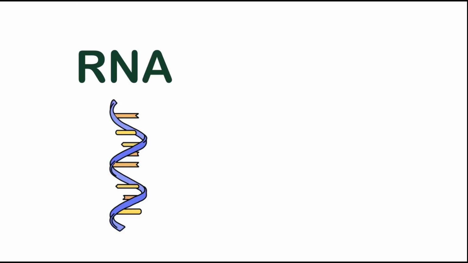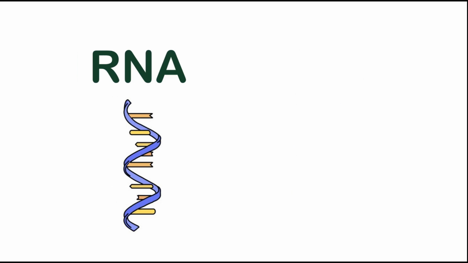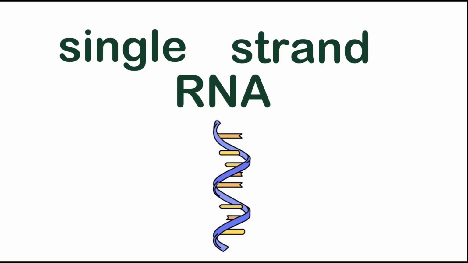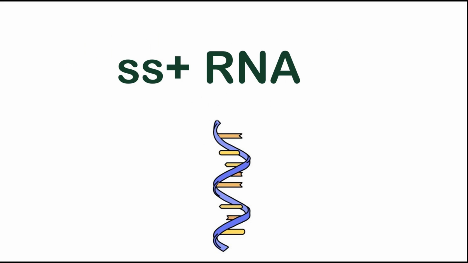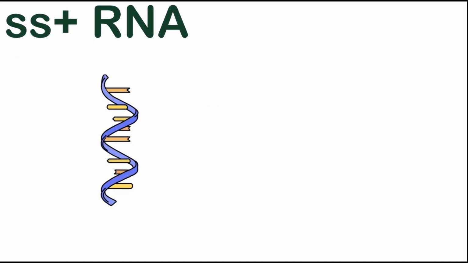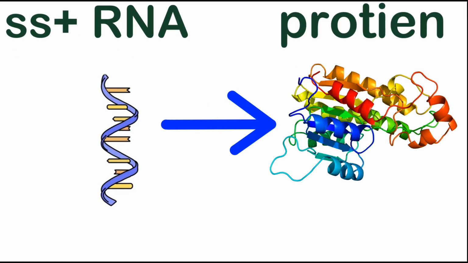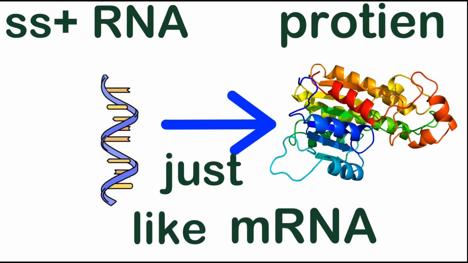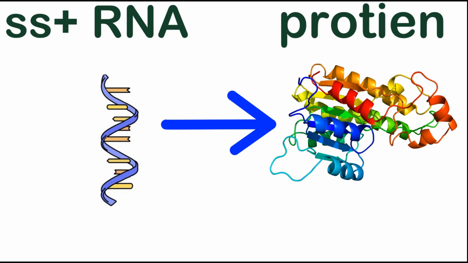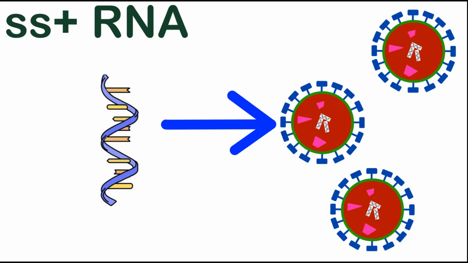Now, all viruses have special instructions inside of them that tell the body how to make more viruses. Those special instructions come in the form of either RNA or DNA. When it's RNA, the RNA comes in something called a single-strand RNA, or SS plus RNA. This RNA can be directly transcribed into proteins, just like messenger RNA or mRNA in our body does. But it also can be used for the replication of new viruses. Lots of viruses are RNA viruses, such as COVID-19.